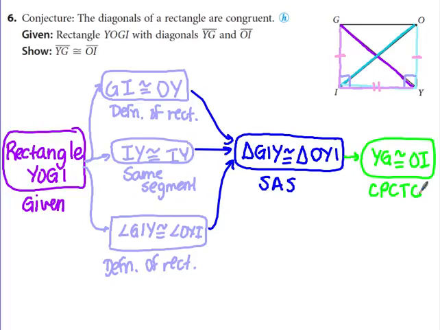As long as you show your steps, basically, take that diagram and write down everything you know. A lot of the times you're going to have to prove triangles are congruent, and so that's a great place to start. Questions?